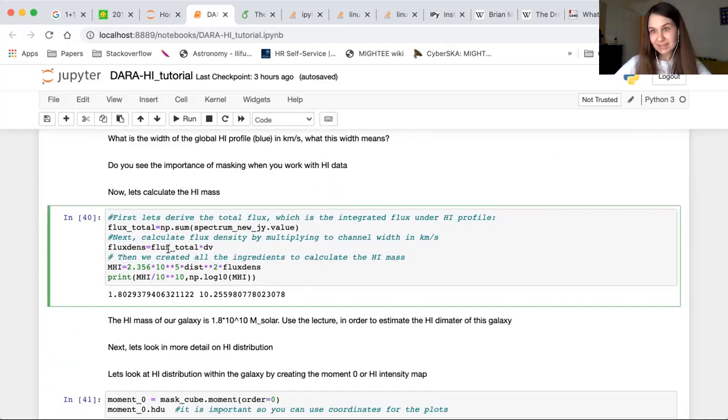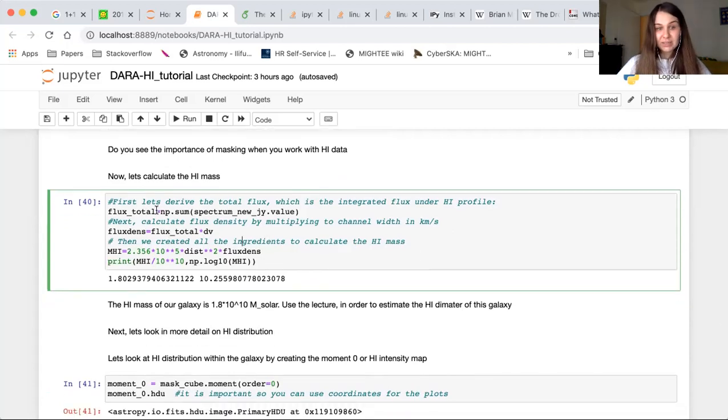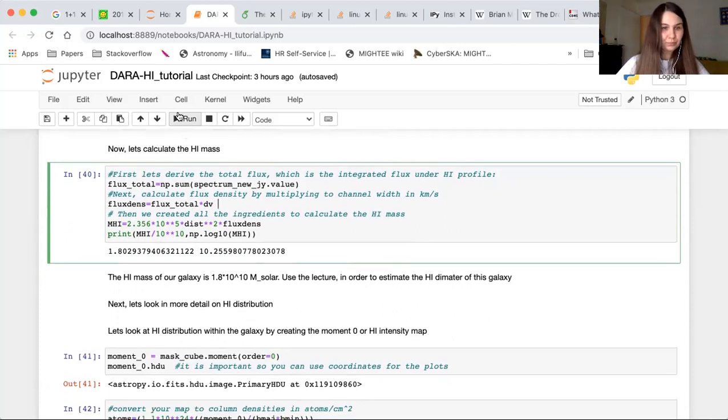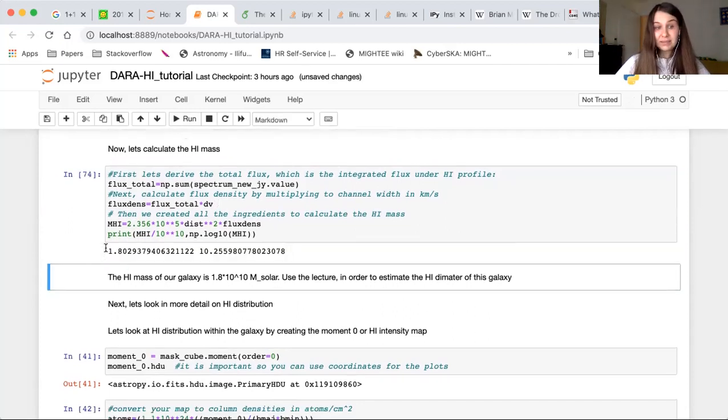Then we can calculate the flux density. The flux density is your total flux multiplied by the channel width, and this is exactly what we use to calculate the HI mass. So we take flux total and multiply it by the channel width in kilometers per second, which we calculated previously. And by knowing distance and flux density, we can calculate the HI mass of our galaxy. Here, we can print the values and we see that the HI mass of our galaxy is 1.8 times 10 to the 10 solar masses. So it's a pretty massive spiral.